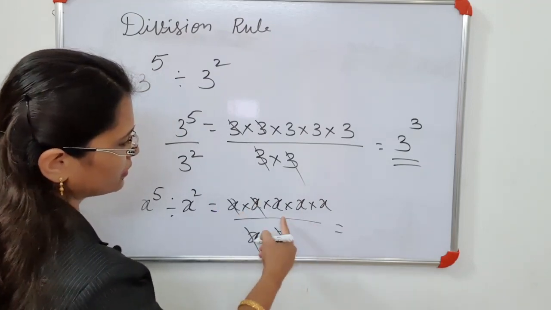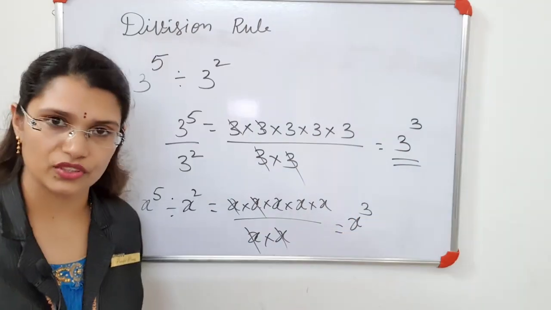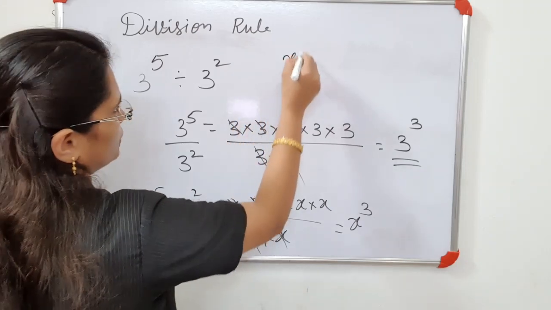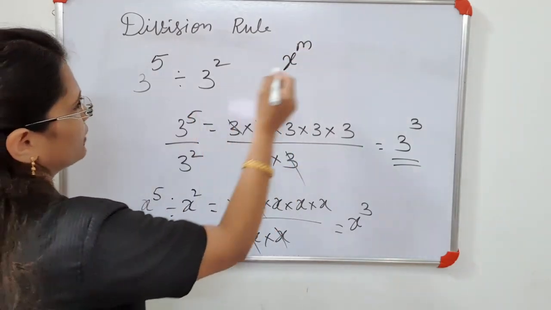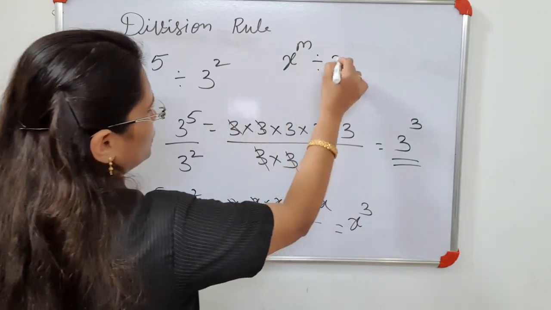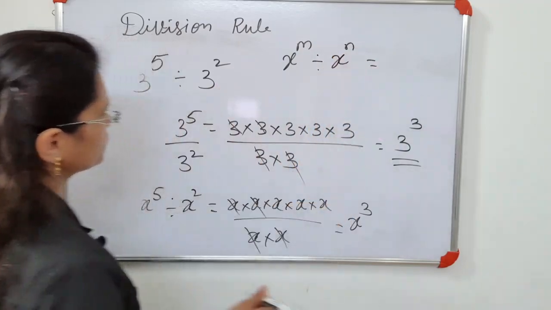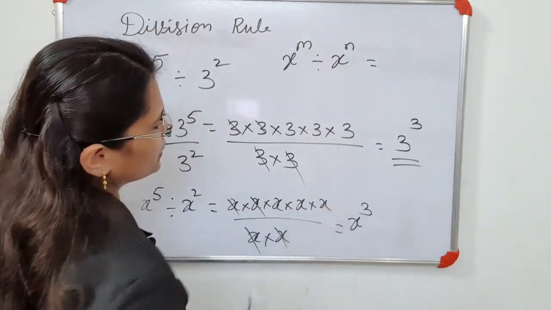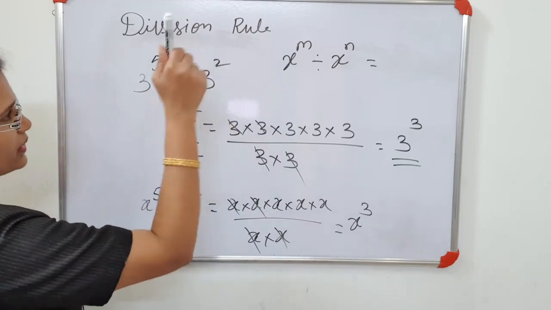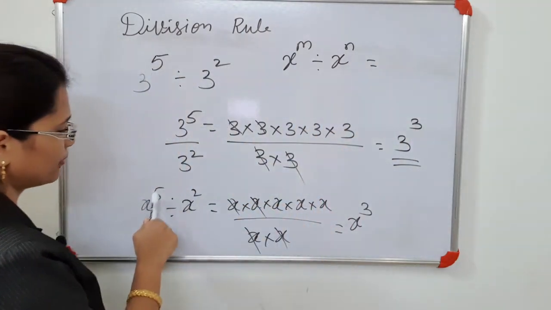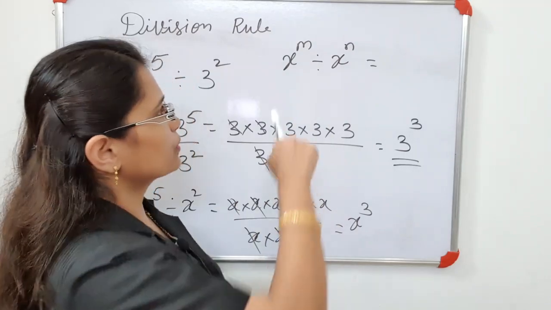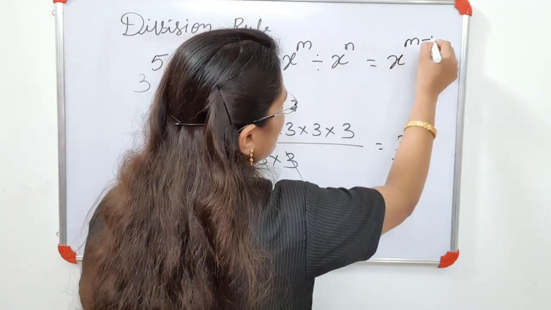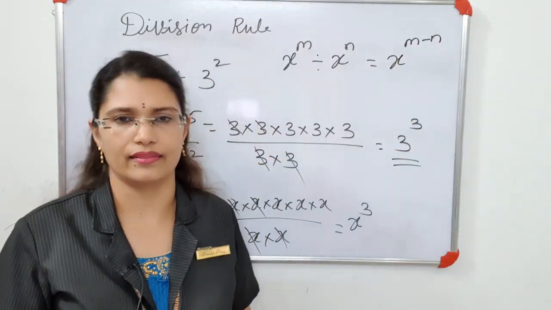2x got cancelled is equal to x cube. So children, what will be the general principle here? x raised to m divided by x raised to n is equal to, here what is the answer? x cube. So what is the exponent here, or power? 3. 5 minus 2 is equal to 3. So x raised to m divided by x raised to n is equal to x raised to m minus n.